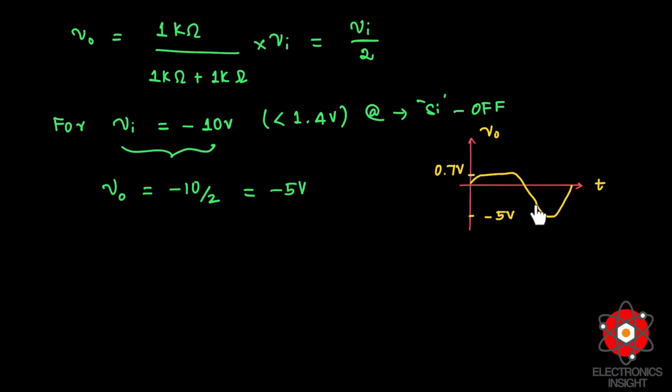This is the complete sketch of the output voltage. During the forward bias of the diode, in the on state when Vi was greater than or equal to 1.4 volt, we get the output voltage V0 equal to 0.7 volt across the load resistor 1 kilo ohm. And during the reverse bias, when my input was less than 1.4 volt, my silicon diode was in off state, which means the open circuited state, and in such a case we have got V0 equal to minus 5 volt. So that is what I have plotted here.